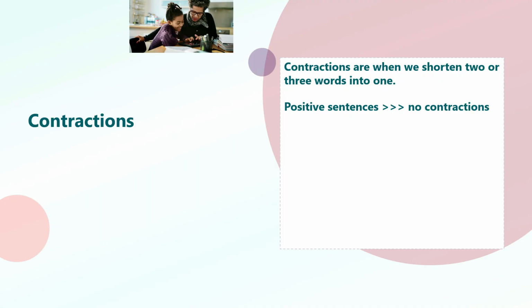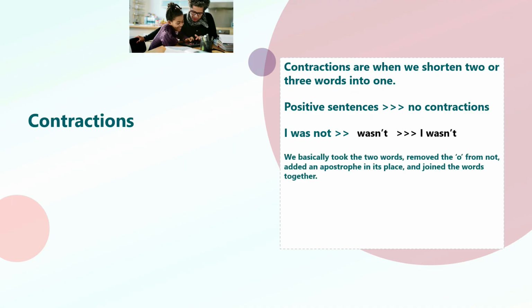If you want to say, I was not, in a shorter way, it becomes wasn't. So we would say, I wasn't. Okay, how did that happen? We basically took the 2 words, removed the O from not, added an apostrophe in its place, and joined the words together. That's how was not became wasn't. For were not, we do the same thing. Remove the O, add an apostrophe, and it becomes weren't.